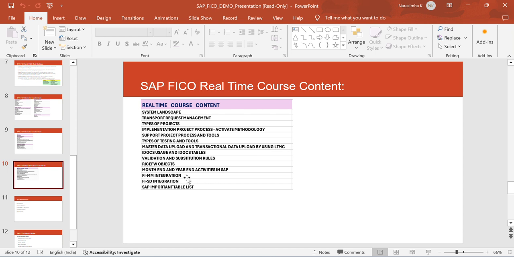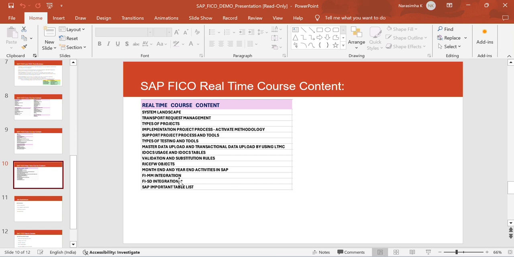Main part. But normally I will teach this in this course only. Why? Because in interviews they will ask you, have you worked on integrations, like that they will ask. So that's why I brought this topic here. But FICO-SD integration is a major subject, right? I think it takes 1 week or 2 weeks.